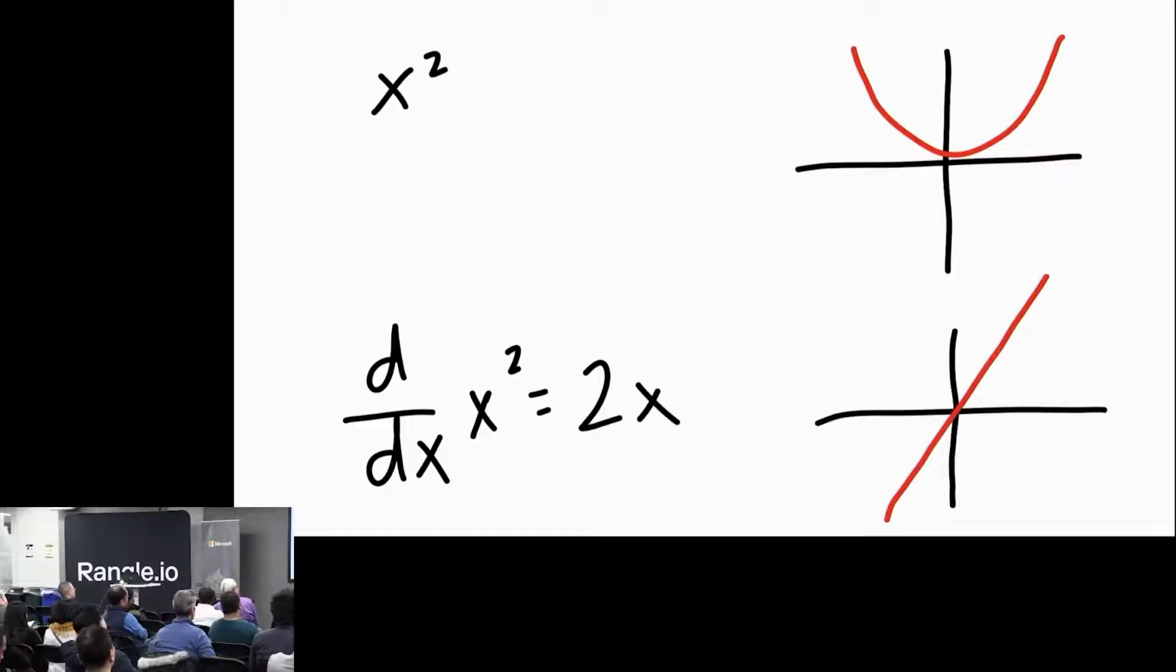Okay, let's do it again. Negative 3 squared is 9. The derivative of this function at x equals minus 3 is negative 6. So what we'll say is minus 3 minus 6, right? Because we've got to subtract it off. What does that equal? 3. Okay, we're at x equals 3.